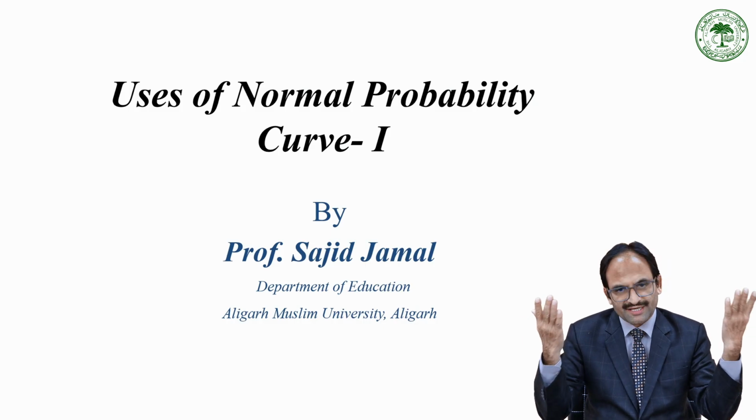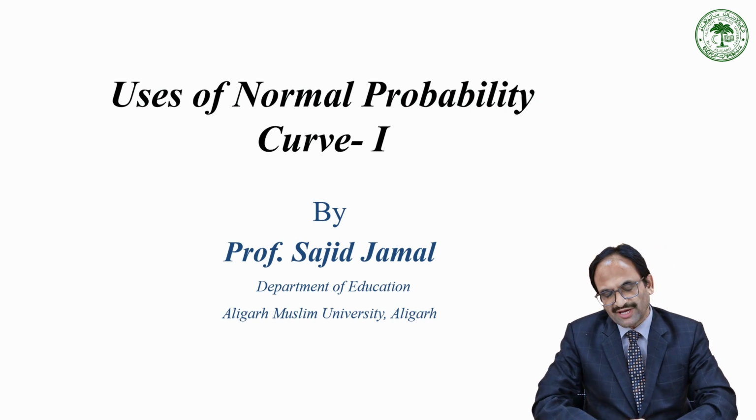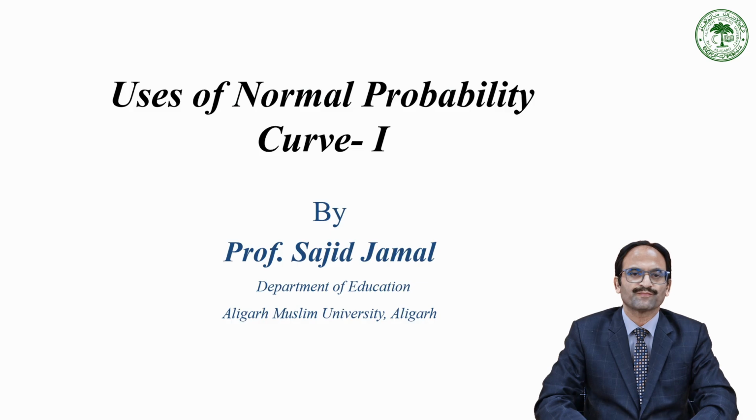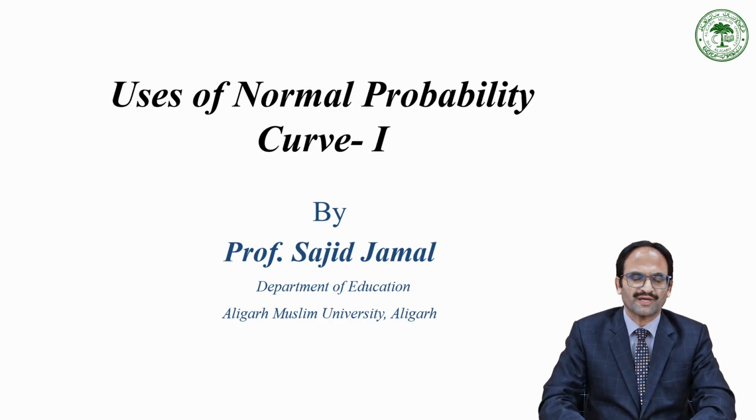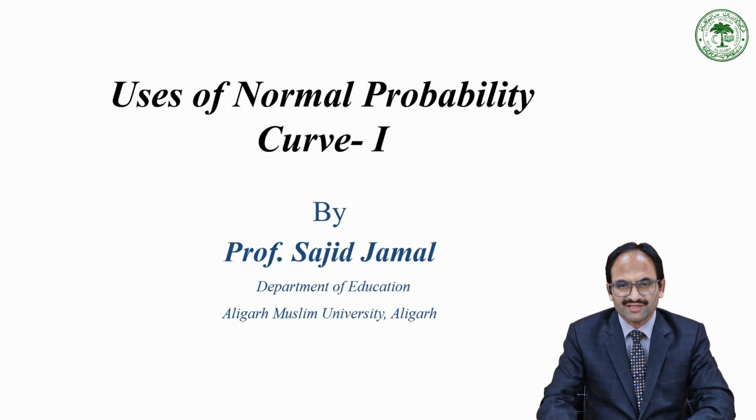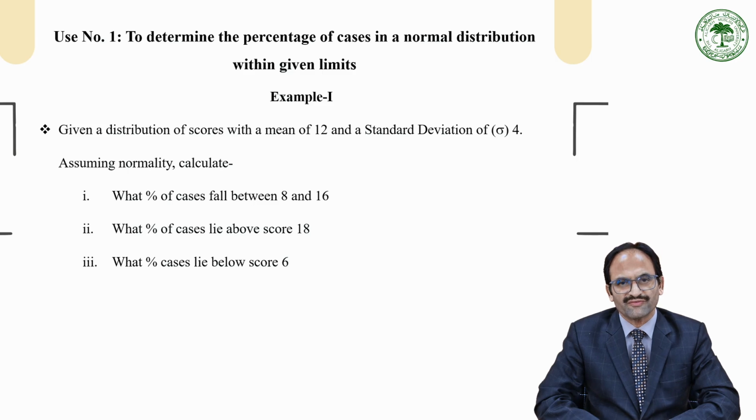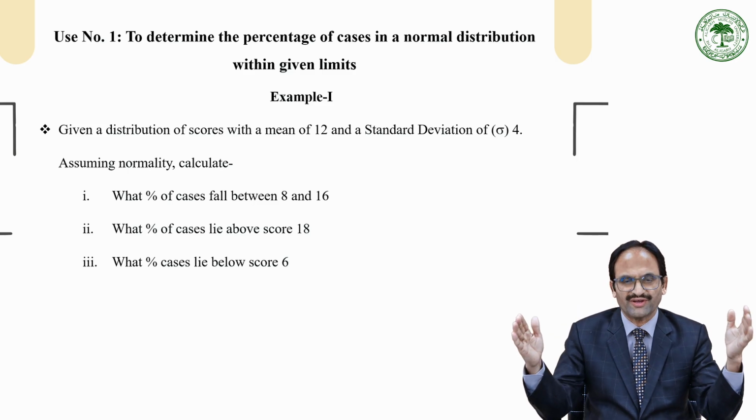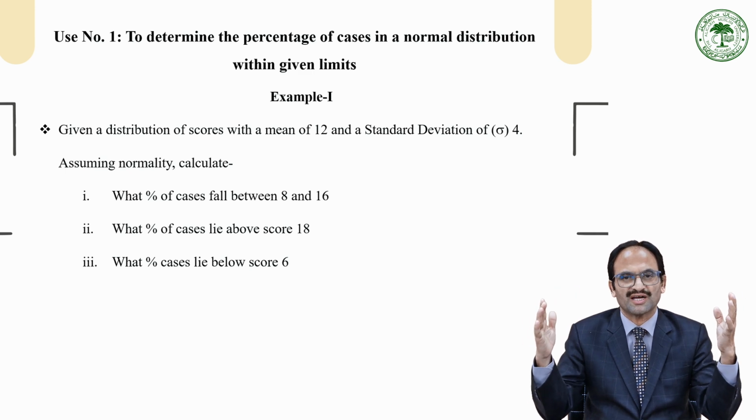As already explained to you, the normal probability curve has a lot of characteristics, a lot of peculiarities. So in today's lecture we will see what the uses of the normal probability curve are. There might be many uses, out of which the first use we are going to see today is to determine the percentage of cases in a normal distribution within given limits. That is, two limits, two scores have been given, and you are required to find out the percentage of cases.